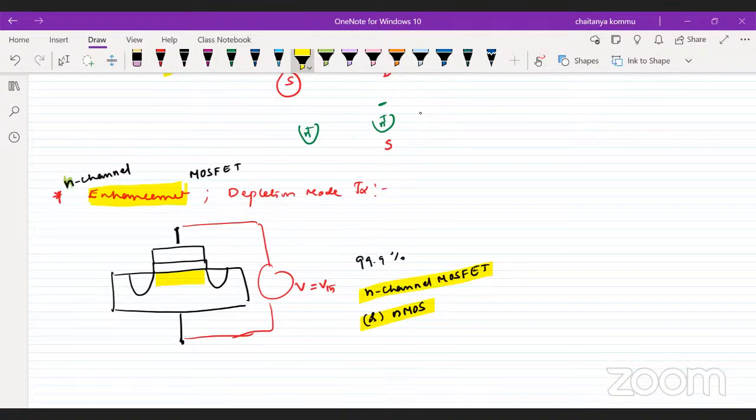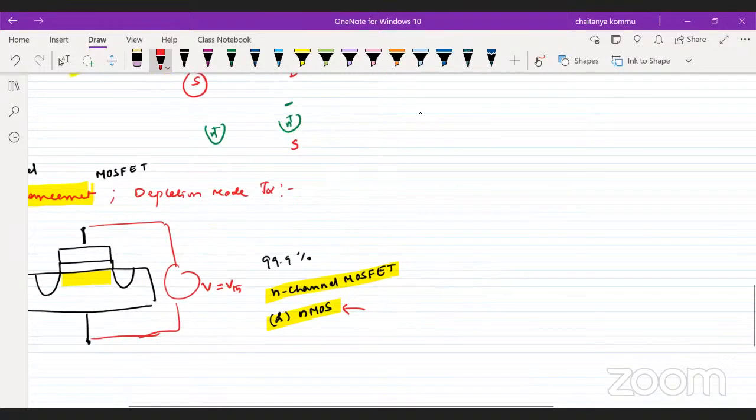Almost all the time I will use this transistor as an NMOS transistor. You have to remember that if I say NMOS transistor, it means an N-channel MOSFET transistor, that too an enhancement type mode transistor.